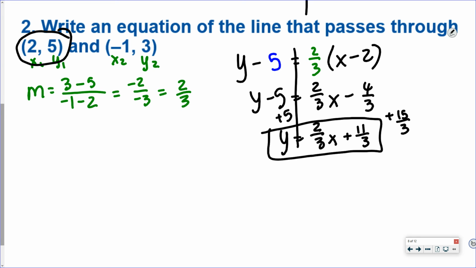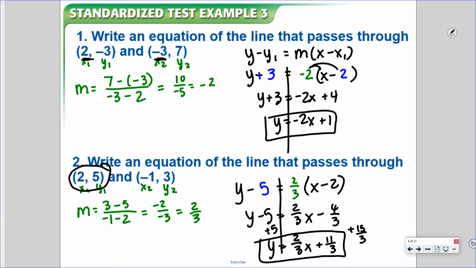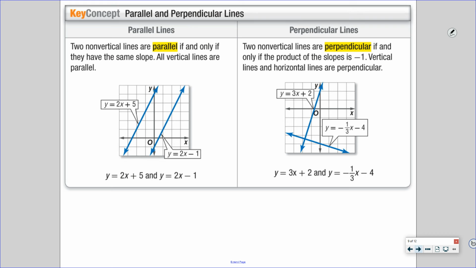Now, the only other types of problems you might see are where they basically give you your slope in disguise, is how I like to call it. They'll tell you, hey, your line is parallel to this line, but it passes through this point. Kind of remember these from Algebra 1. Or your line is perpendicular to this line and passes through this point.